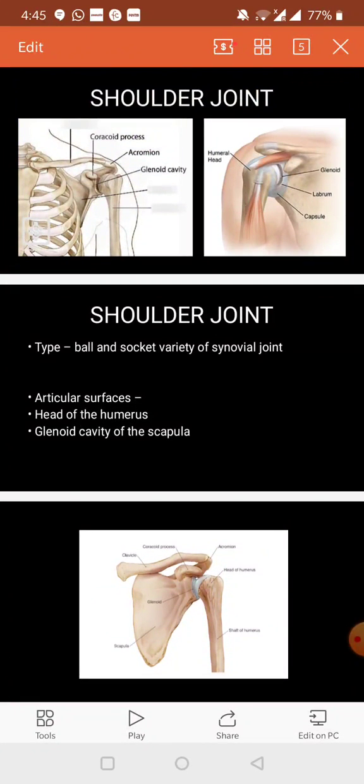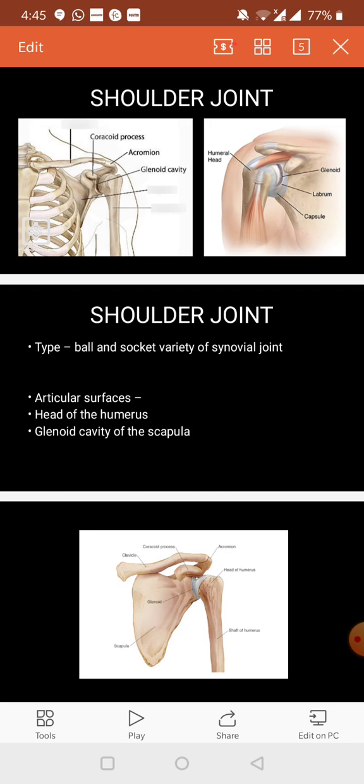Now the shoulder joint is a ball and socket variety of the synovial joint. As we have studied in general anatomy, there are three types of joint. One is the fibrous ones, which are either immovable or slightly movable. Then there are cartilaginous ones which are slightly movable, and the third type is the synovial joints which are freely movable. So the shoulder joint is one of the varieties of the synovial joint, that is the ball and socket variety.